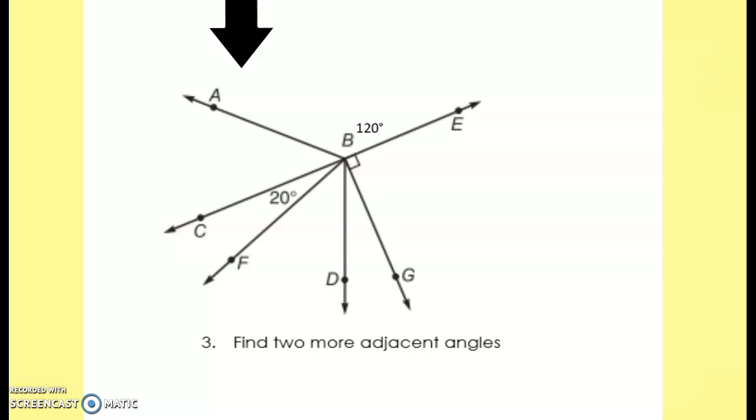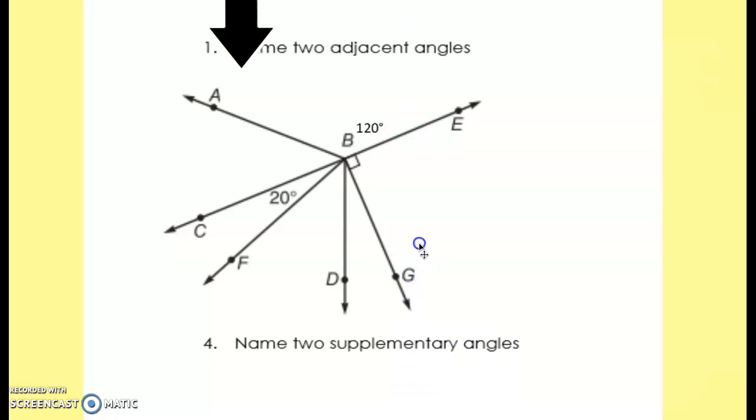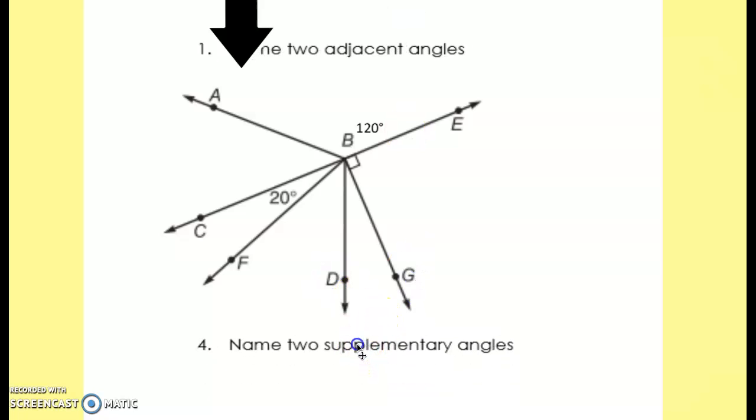All right, so looking at question 3, find two more adjacent angles. So again, any two angles that are next to each other, that is what the word adjacent means. So I could choose, maybe this angle right here and this angle on top. So I could say CBA, ABE. You could choose two different ones. The options are endless.